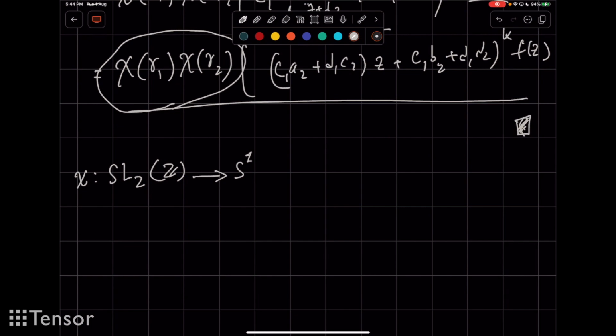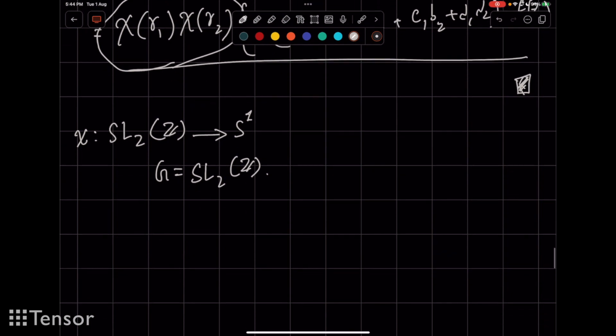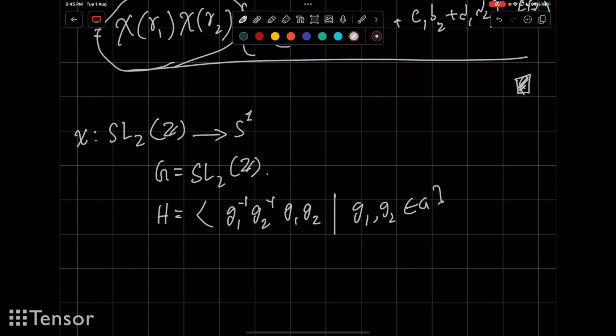Writing SL2Z again and again is pretty difficult, so let me just call SL2Z G. And I'm going to define the commutator subgroup of SL2Z. Let us define the commutator subgroup that consists of all the terms of the form g1 inverse, g2 inverse, g1, g2 for all g1 and g2. No, this is not a set. This is the set of generators. So the group generated by all the elements of this form is called the commutator subgroup.